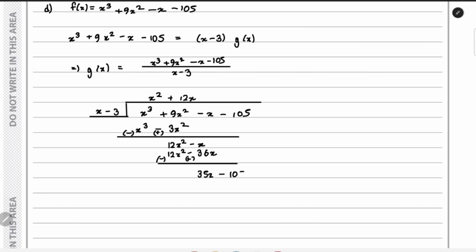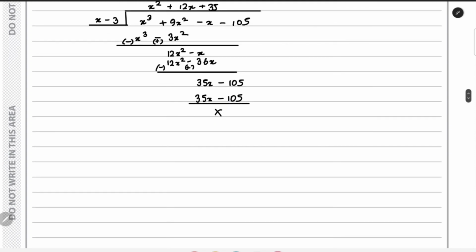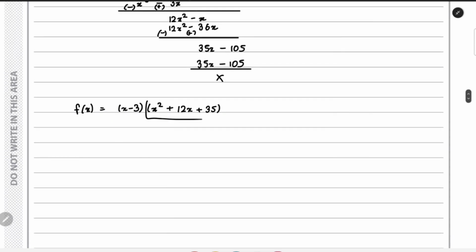35x minus 105, put in plus 35, we get 35x minus 105, we get no remainders. So f of x is equal to x minus 3 times x square plus 12x plus 35. This part over here is g of x. So g of x is x square plus 12x plus 35.